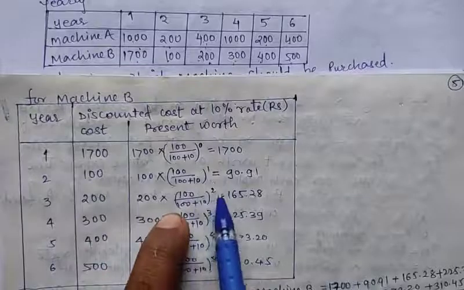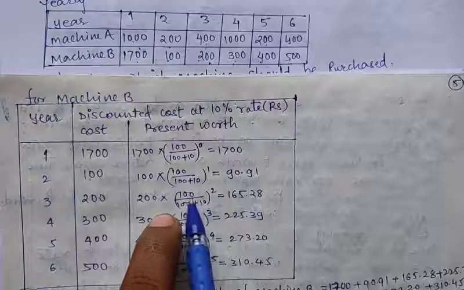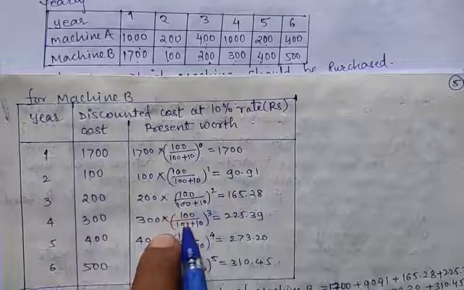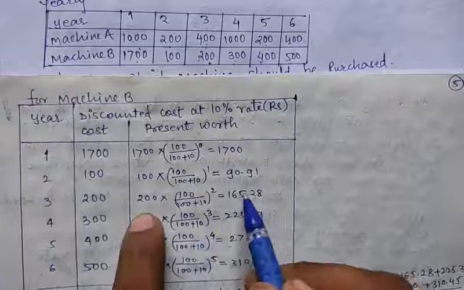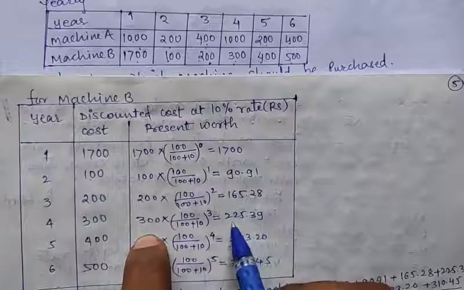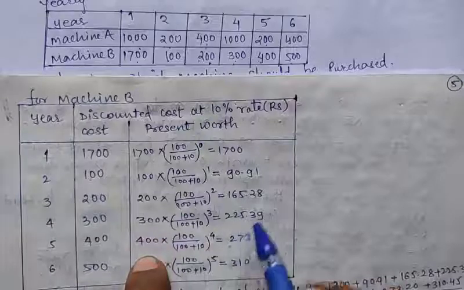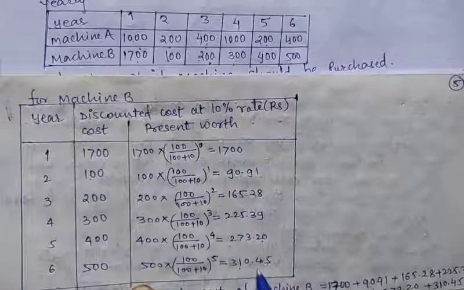Similarly we calculate the rest using the formula, increasing the power of this factor: 100 upon (100 plus 10) raised to 2, raised to 3, and so on. So we get the values 165.28, 225.39, 273.20 and lastly 310.45.